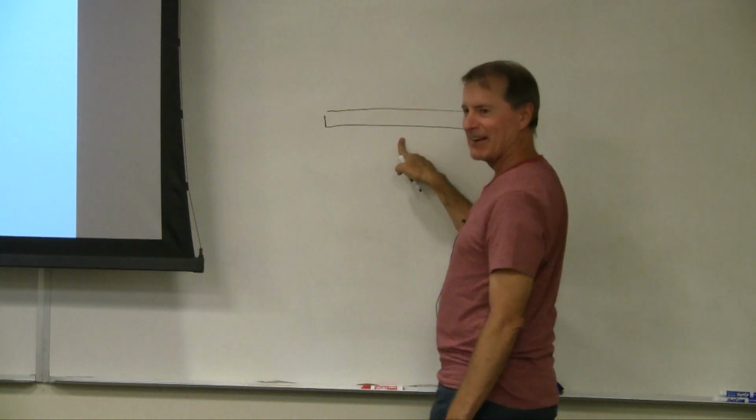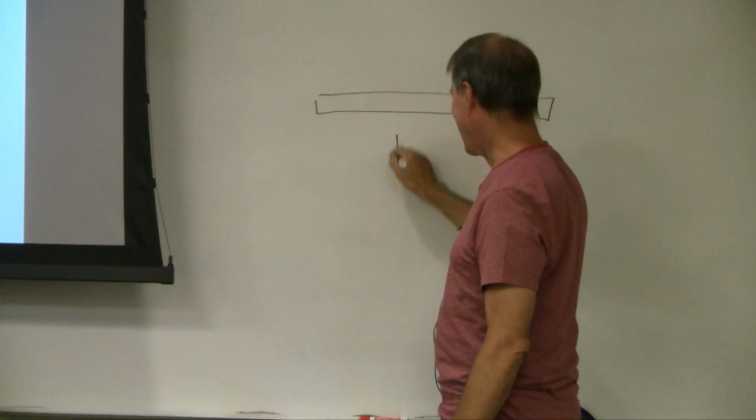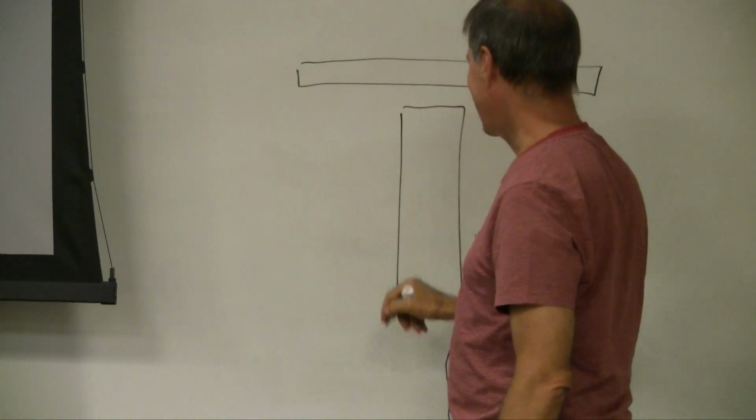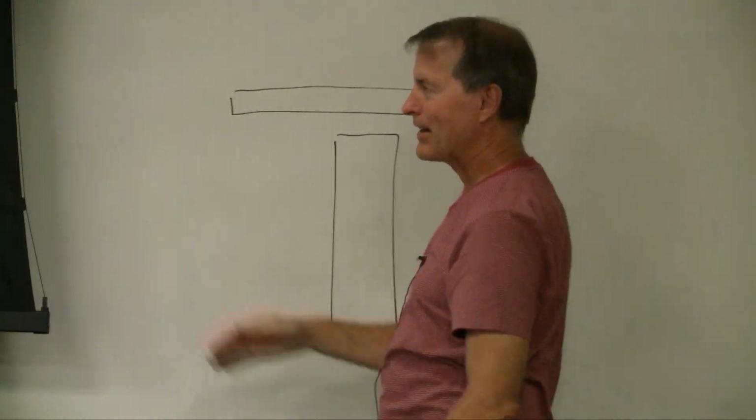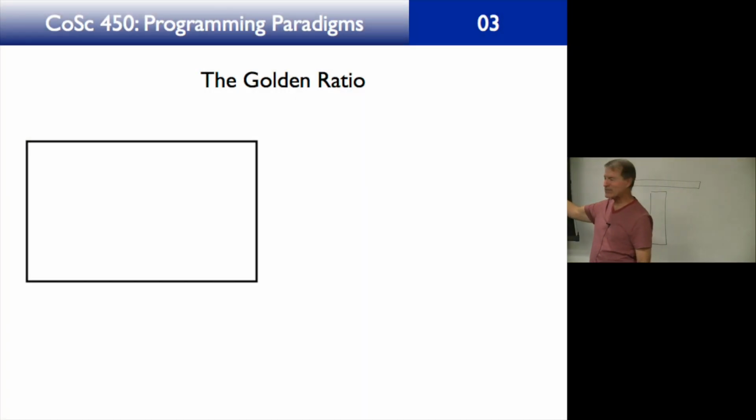How do you like that rectangle? That's horrible. How do you like this rectangle? That's horrible, right? For some reason, this is pleasing to the eye. Now, do you know why the Greeks thought that this rectangle was so pleasing? Do you know how they constructed the most pleasing rectangle?